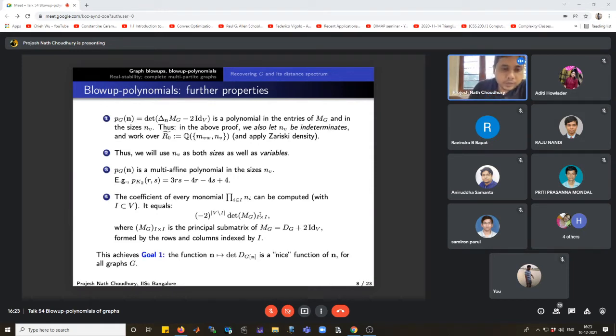Okay. So first of all, this achieves our first goal. The function indexing the variables to the determinant of the distance matrix is a nice function for all graphs G. So now the question is, what about the second one? Can this polynomial recover the graph G itself?